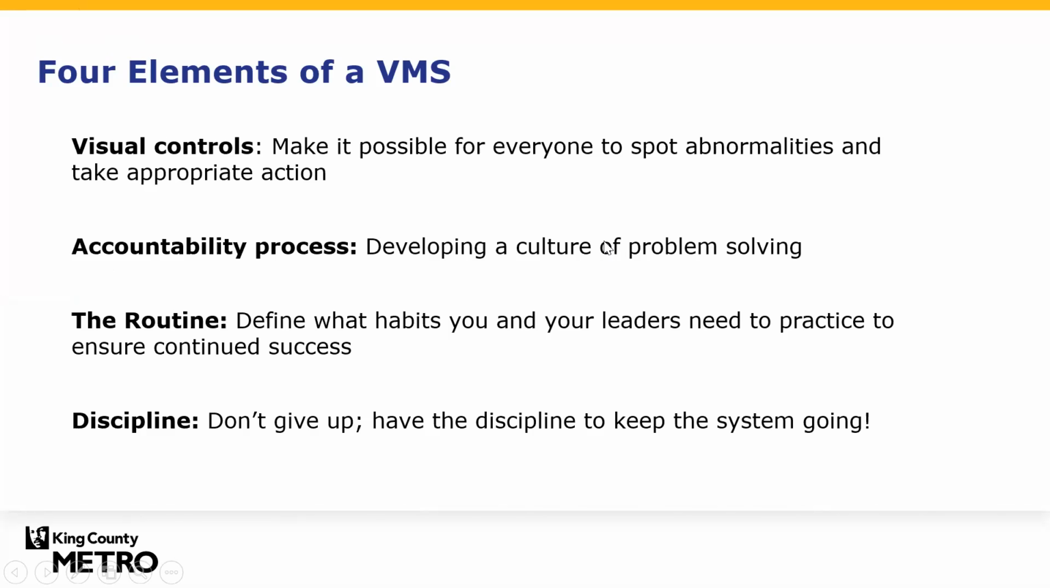There are 4 elements to a visual management system. The first is the visual controls, making it possible for everybody to spot those abnormal conditions and take appropriate actions. The second element is the accountability process. This is where you're developing a culture of problem solvers. And the third is about the routine. It's the habits you and your leaders need to practice to ensure the continued success. And the fourth element, which is the hardest one, is the discipline. The discipline not to give up and to keep the system going.